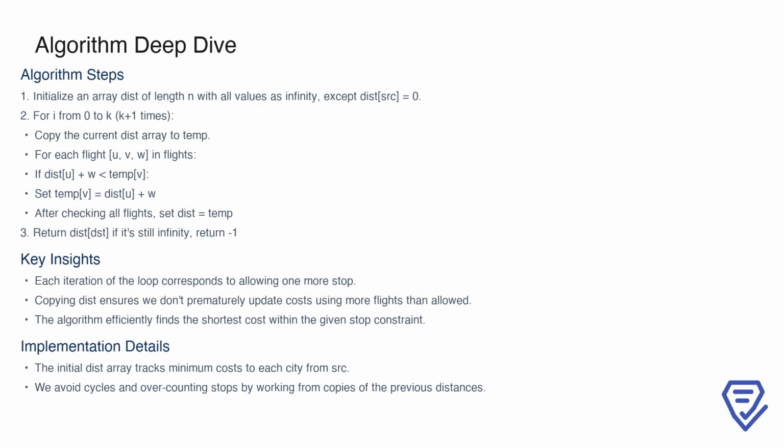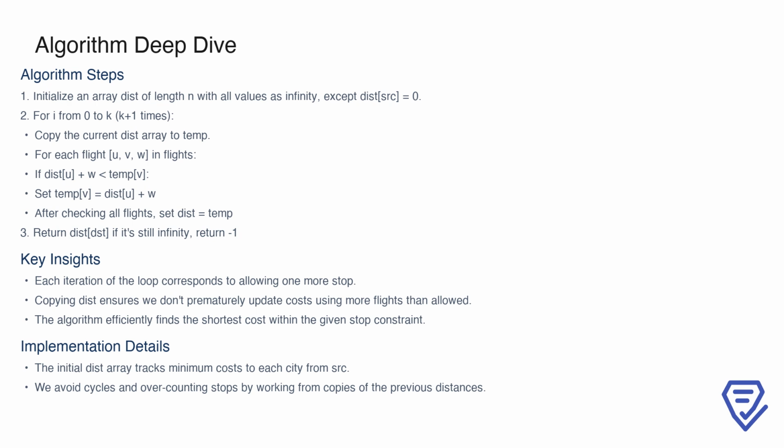Let's go step by step through our algorithm for LeetCode Problem number 787. We initialize a distance array to hold the minimum price to reach each city, setting the source city cost to 0 and all others to infinity. For each allowed stop, for a total of K+1 iterations, we consider every available flight. For each flight from city U to V at cost W, if taking this flight would reduce the cost to V, we record the new minimum in a temporary array.